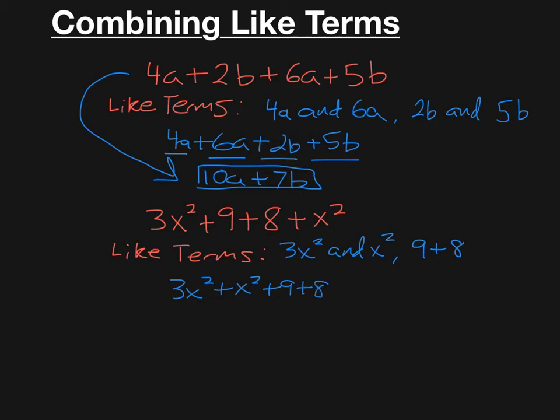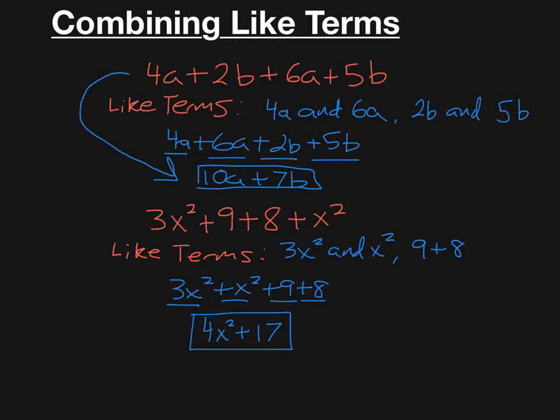Now when I add these together, there's no coefficient visible on this one, but we know that when there's just a single variable, the coefficient is 1. So that's really like 1x squared. So if I have 3x squared plus 1x squared, that's going to give me 4x squared. And then 9 plus 8 is going to give me 17. Alright, so there's a couple of examples.